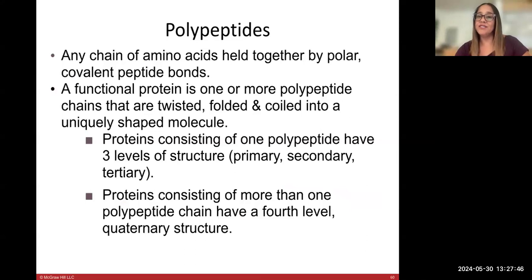Any chain of amino acids held together by polar covalent peptide bonds is called a polypeptide. A functional protein is one or more polypeptide chains that are twisted, folded, and coiled into a uniquely shaped molecule. Proteins consisting of one polypeptide have 3 levels of structure: primary, secondary, and tertiary. And proteins consisting of more than one polypeptide chain have a 4th level, a quaternary structure.